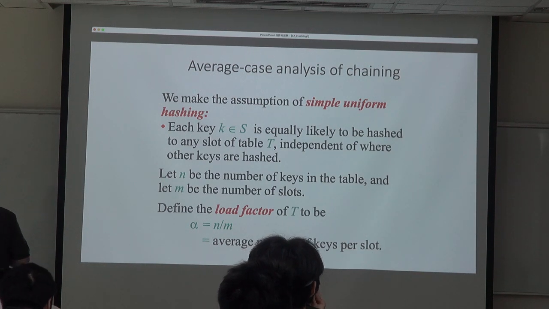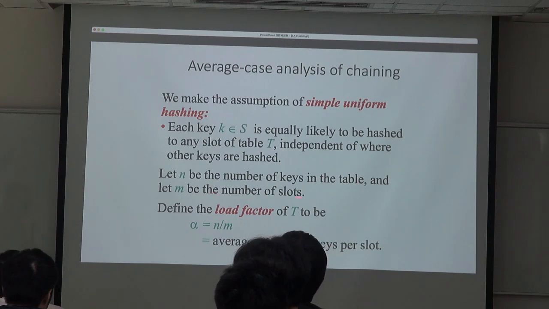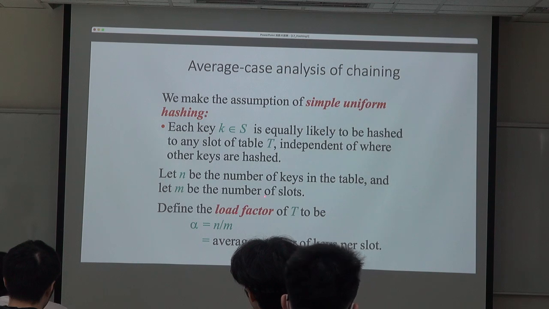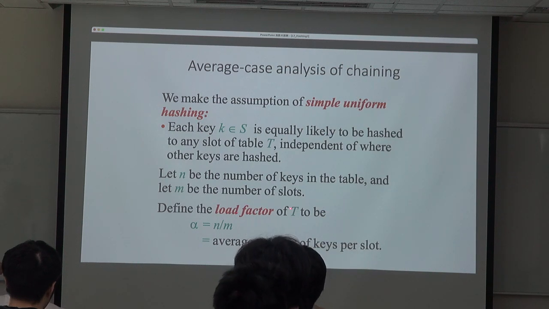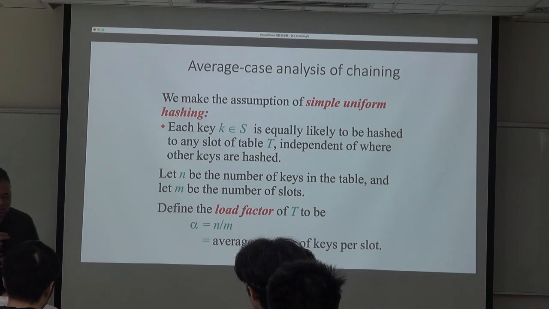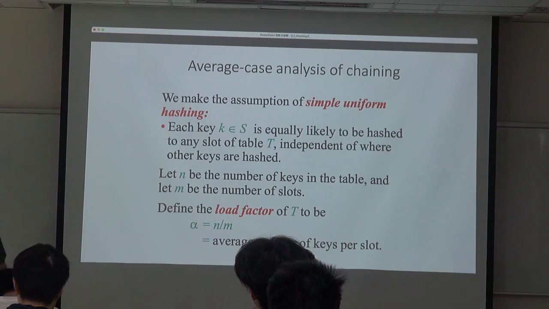So if so, let's define one thing first. Let n be the number of keys in the table, and let m be the number of slots, or you can say m is the size of the table. We can define the load factor of table T to be alpha, which will be n divided by m. This is the average number of keys per slot. The concept is very, very simple.